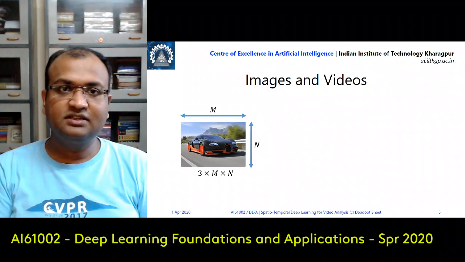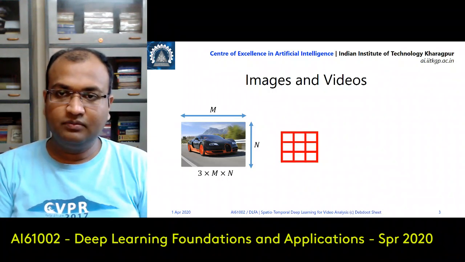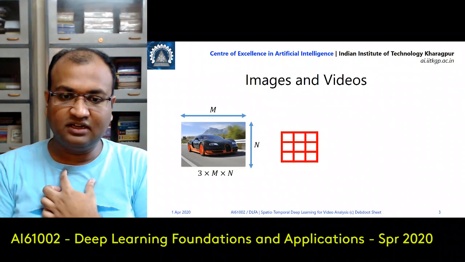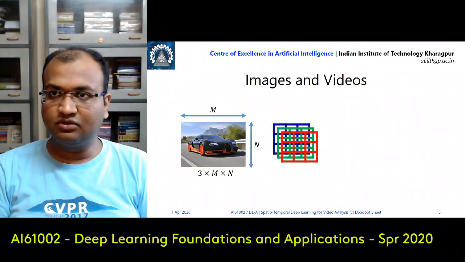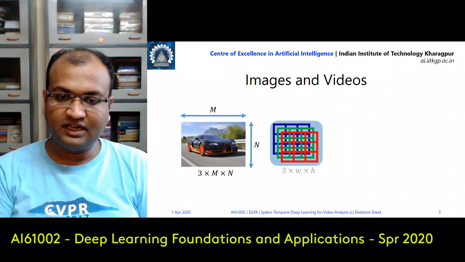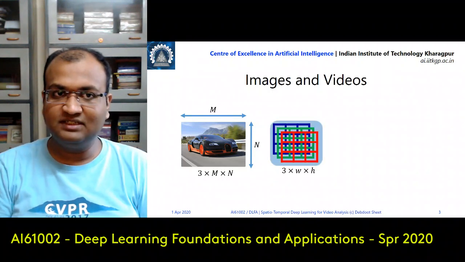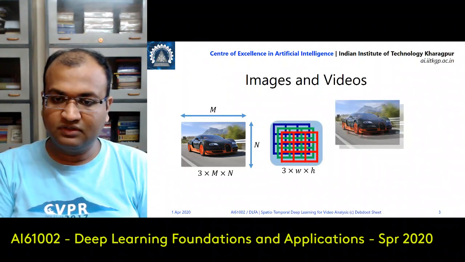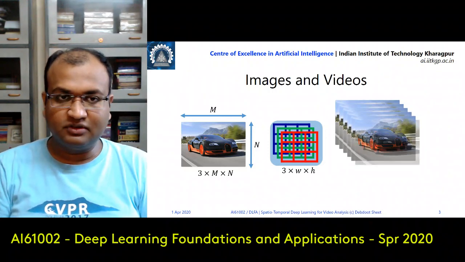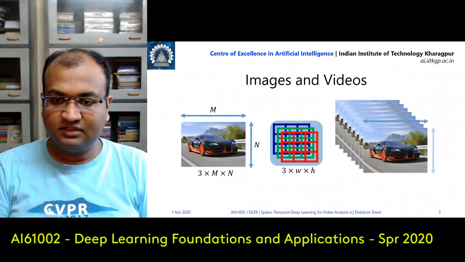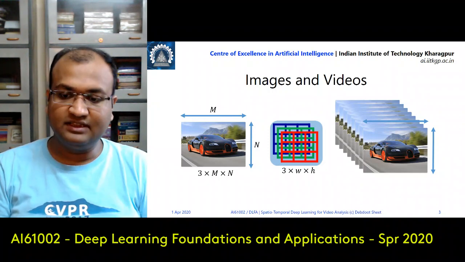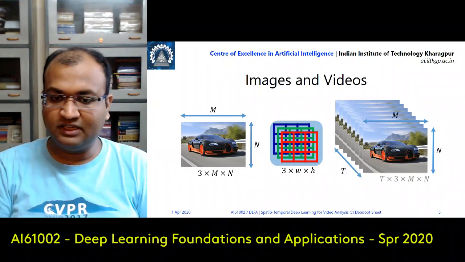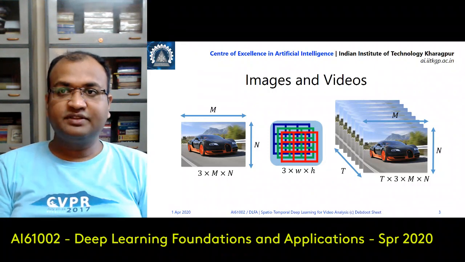Now that I have a 3 cross M cross N input, for any convolution which I run, the convolution kernel also has a similar 3-channel structure, and if I have that as W cross H in size, then once I convolve, I'm able to get a set of outputs. Now, what do I do when I have a video, which can be represented like this: it will have M rows and N columns and T number of such timestamps.